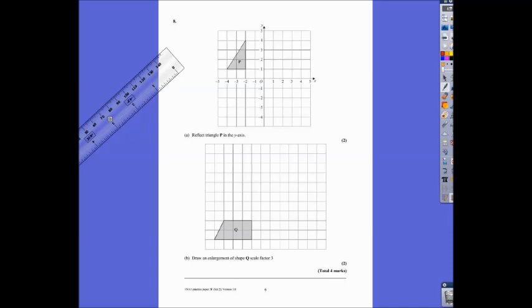Question 8. Reflect triangle P in the y-axis. So the y-axis is this one here, so this is our mirror line, so we are 2 squares away, so we're going to go 2 squares away over here, and it will reflect to look in the opposite direction. Reflect triangle P in the y-axis, we've just done that, sorry.